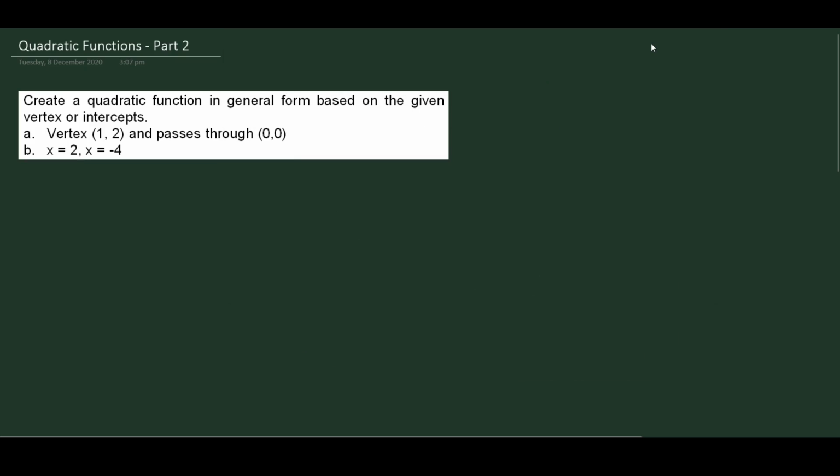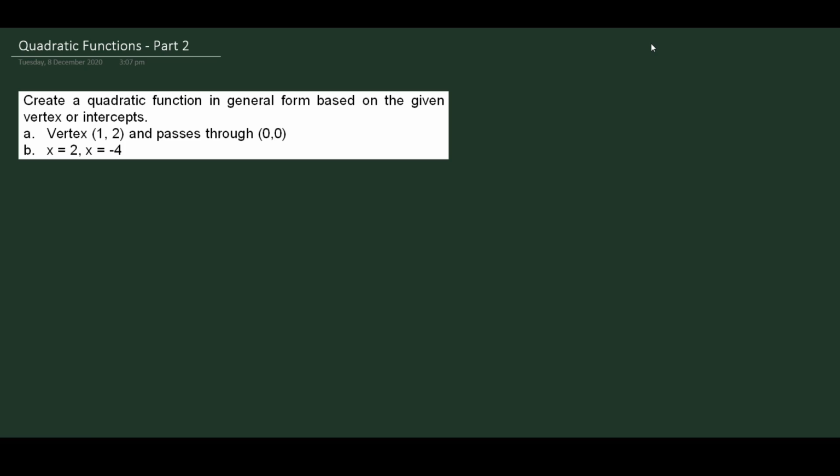Okay, hello everyone. Let us now do some additional exercises on quadratic functions. So let's answer this first set of questions. Create a quadratic function in general form based on the given vertex or intercepts. We have here a vertex (1, 2) and it passes through (0, 0).